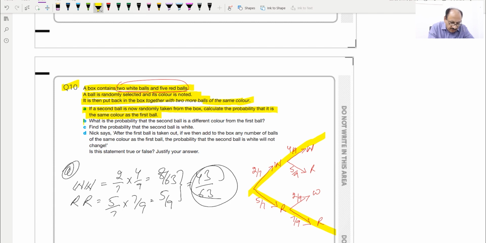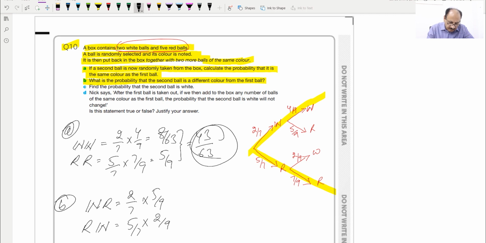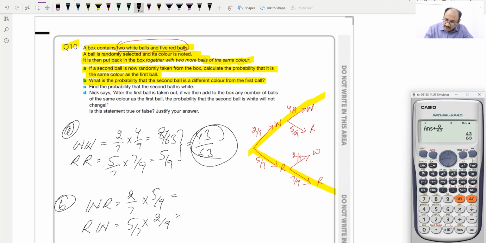For part B, what is the probability that the second ball is different color from the first ball? So now we are having different colors, so one will be white, the second one will be red, and if first is red, the second one will be white. These are the two options available. So if first one is white, it will be 2 by 7, and second is red, will be 5 by 9, and if first one is red, then 5 by 7, and second, this will be 2 by 9, this will be the option. And now we can solve, it's basically same but different settings.